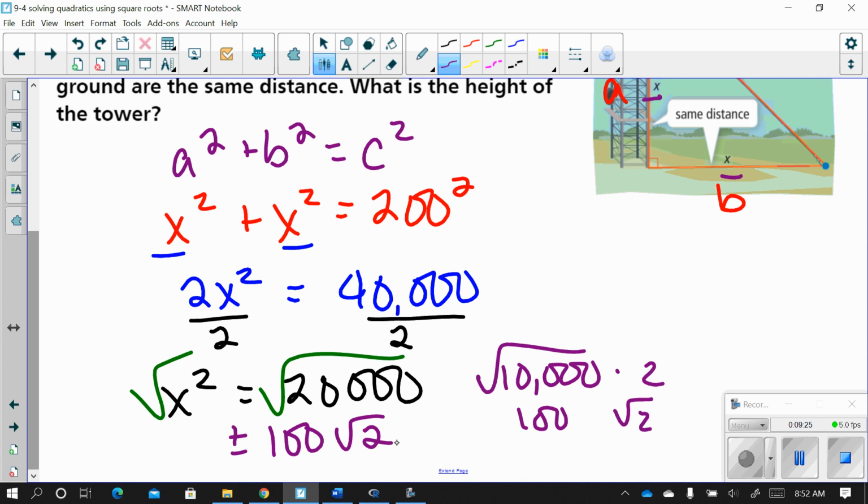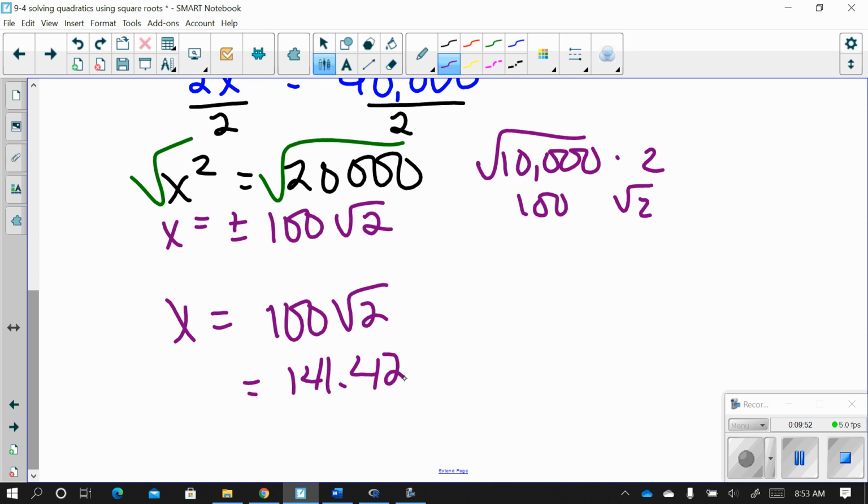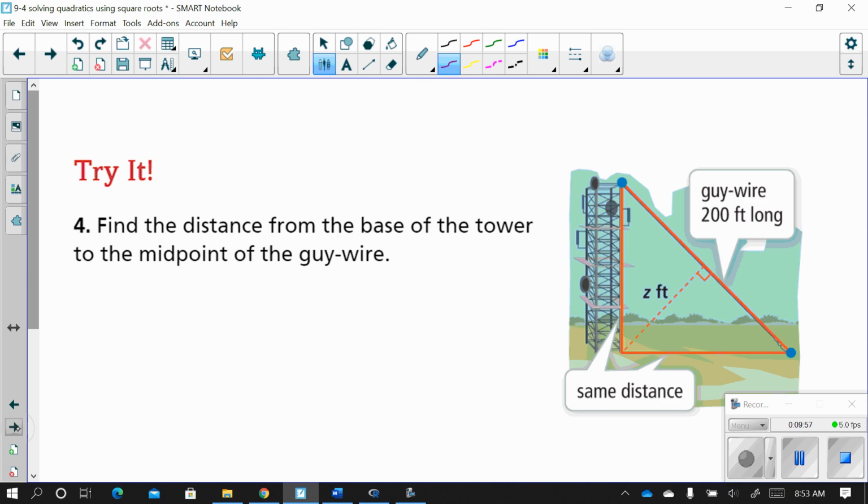Now, if we think about this one, does it make sense for my height to be a negative number? Not at all. So x just equals 100 times the square root of 2. If you wanted to know what that really means, just throw it in the calculator. I would never say 100 times the square root of 2 for height. I would actually say it's going to be 141.42 feet tall, because that makes more sense when we're talking about real life stuff.